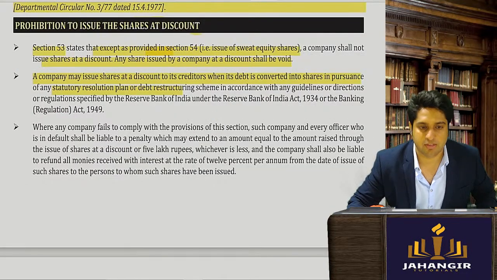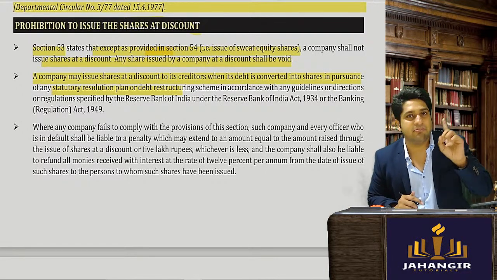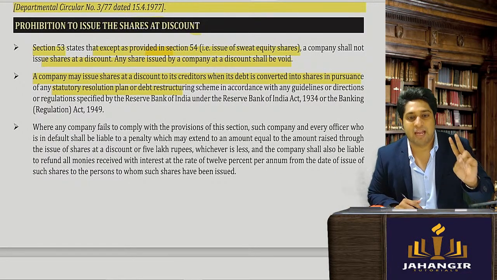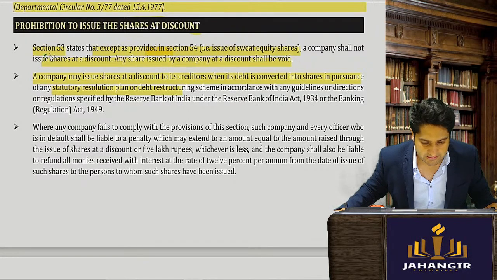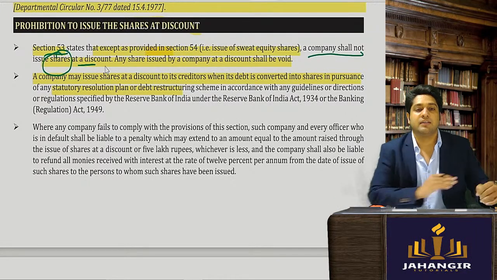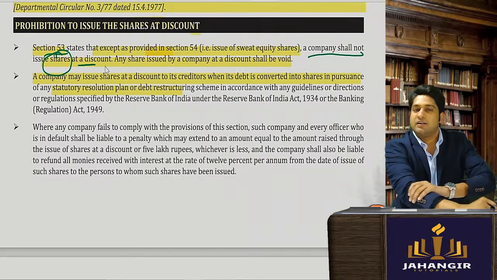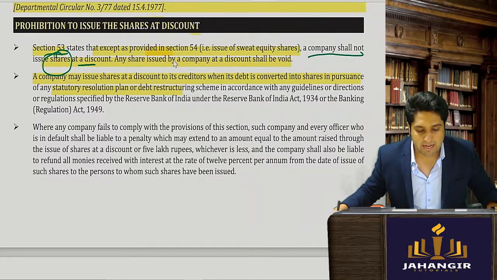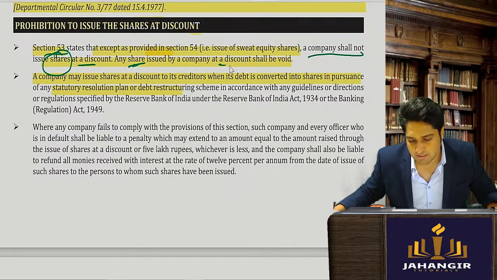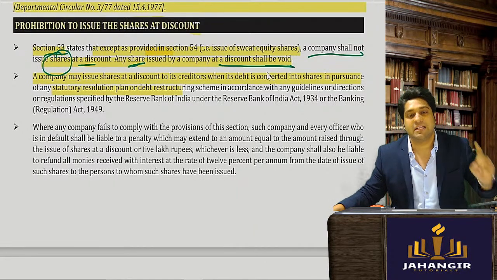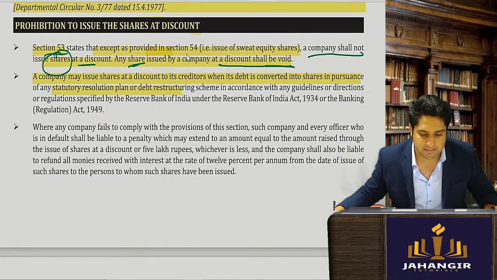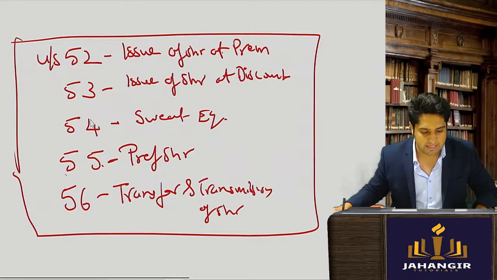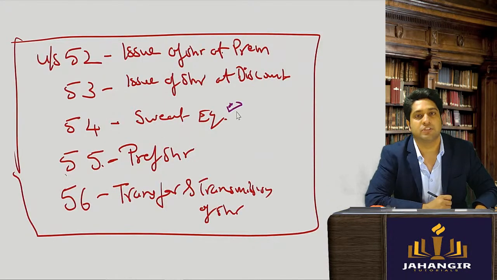Very good, very good. Yes. So debentures can be issued at discount. For shares, what they've given is that section 53 says that a company shall not issue shares at discount. That means they can issue debentures at discount. Any share issued at a discount shall be void. There is one exception to it, where shares can also be issued at discount, which is called sweat equity of shares. Very next section, sweat equity of shares.